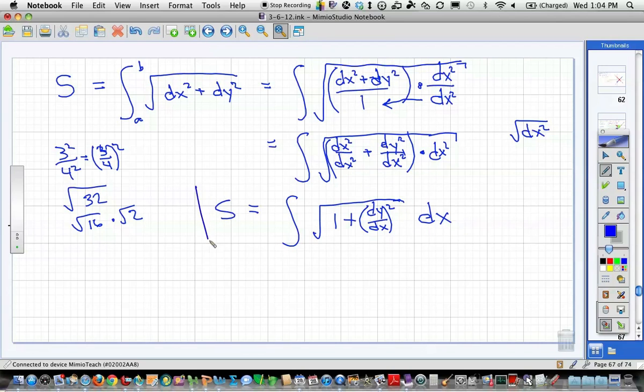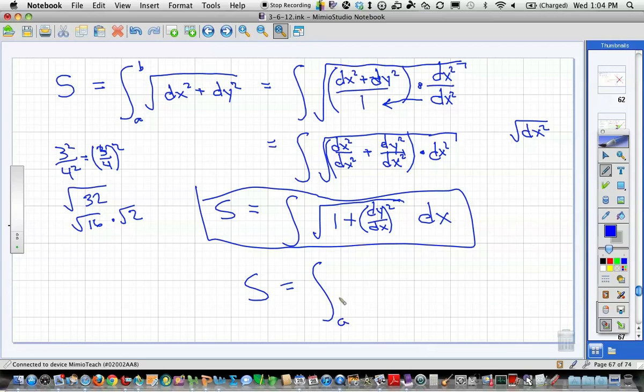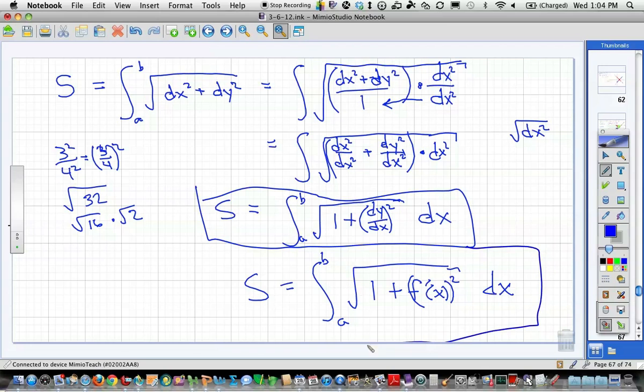That is my formula. Now, most of the time it's written in another way. The integral from a to b, of course. Normally you see this written as the square root of 1 plus, instead of dy dx, it could be y prime, or sometimes we have our function given as f. So a lot of times you'll see this written as f prime of x, and that's squared. Don't forget that that's squared. That's probably the most common mistake people make, is when they do this formula, they forget to square that f prime.